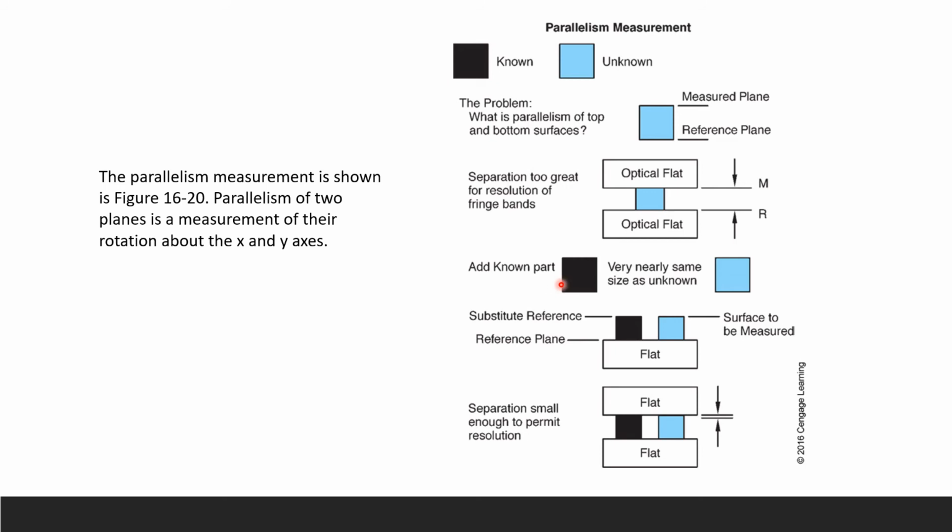Now we're going to add the known part, and that known part is very nearly the same size as your unknown. This is what we're measuring. So substitute reference, and this is your reference plane, a surface to be measured, okay? And here is our optical flat. I'm going to put another one here and here, so we can find this difference, and thus your separation is small enough to permit the resolution.